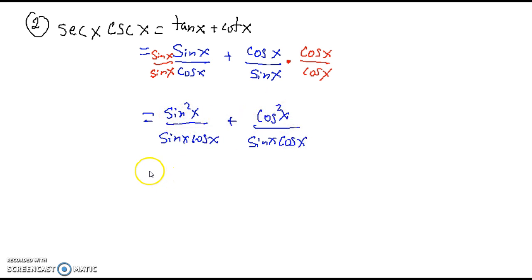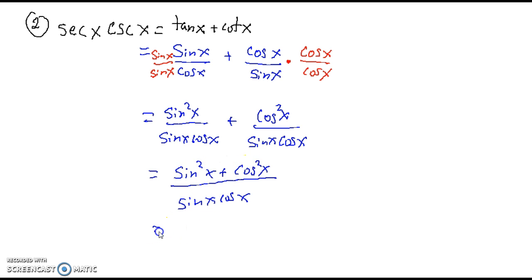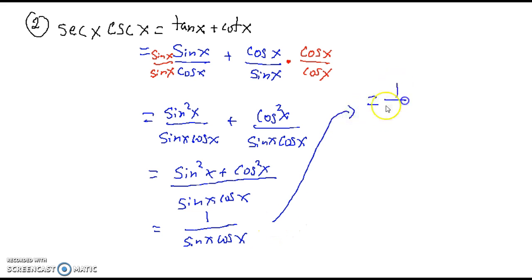I notice that my numerator, if I write it all together, is starting to look like a Pythagorean identity. So I'm going to go ahead and rewrite this as just 1 over sine of x cosine of x. And what else do I notice? I can always break up my denominator when it is written as a product. So this is really 1 over sine of x times 1 over cosine of x.